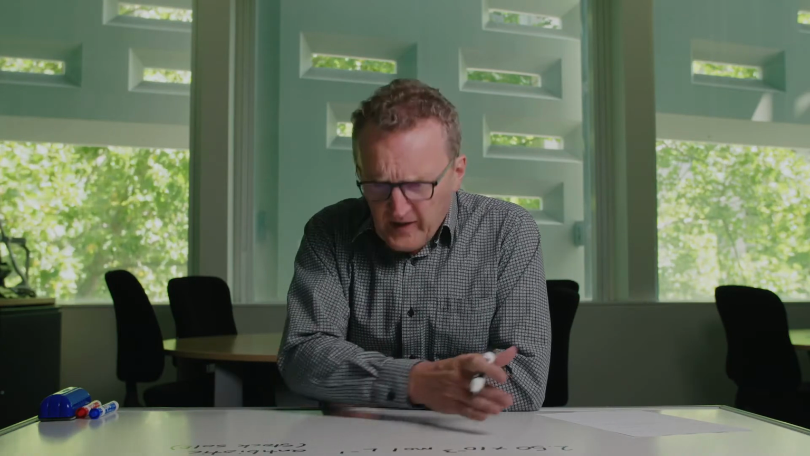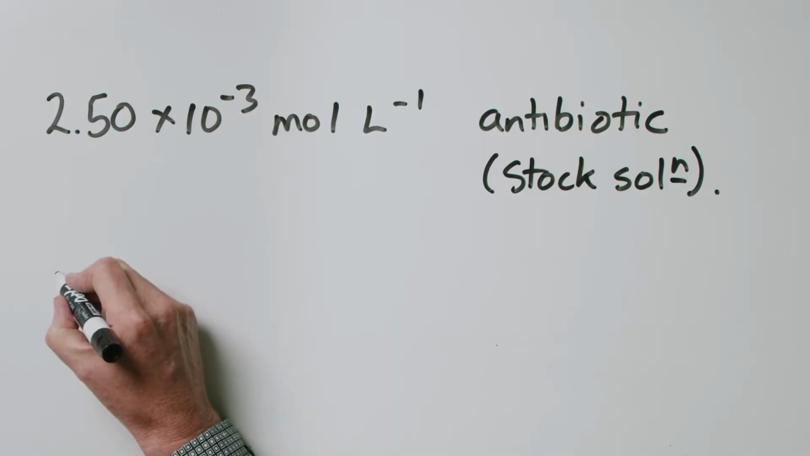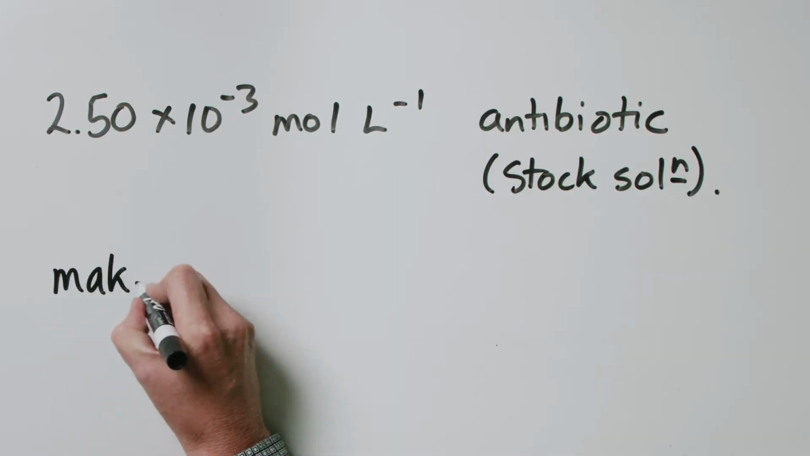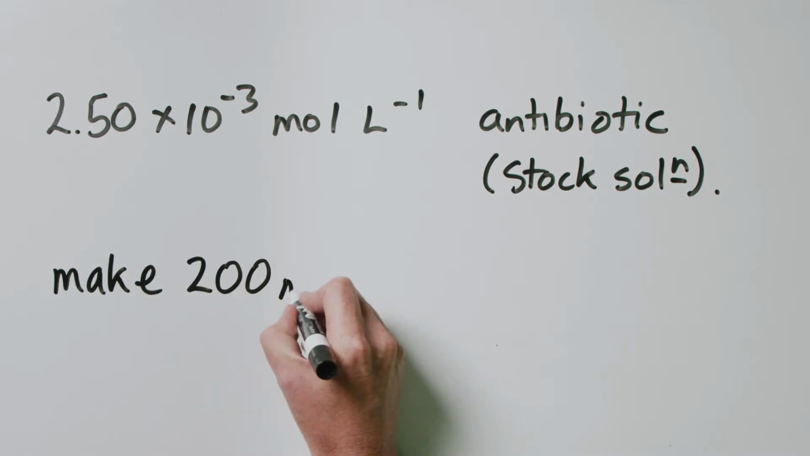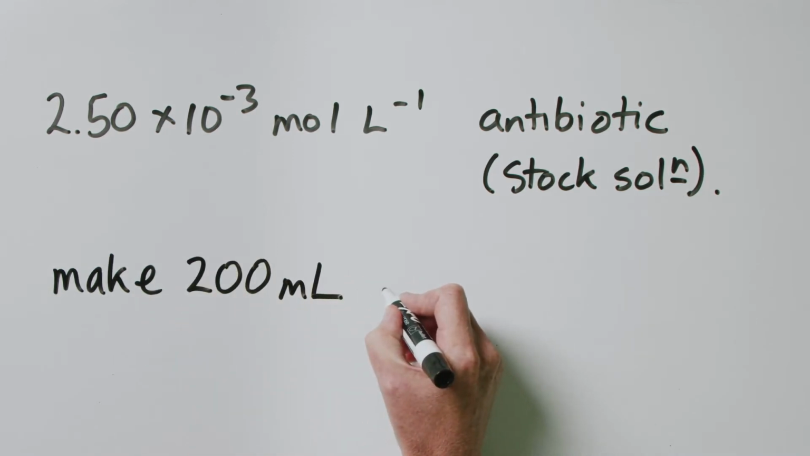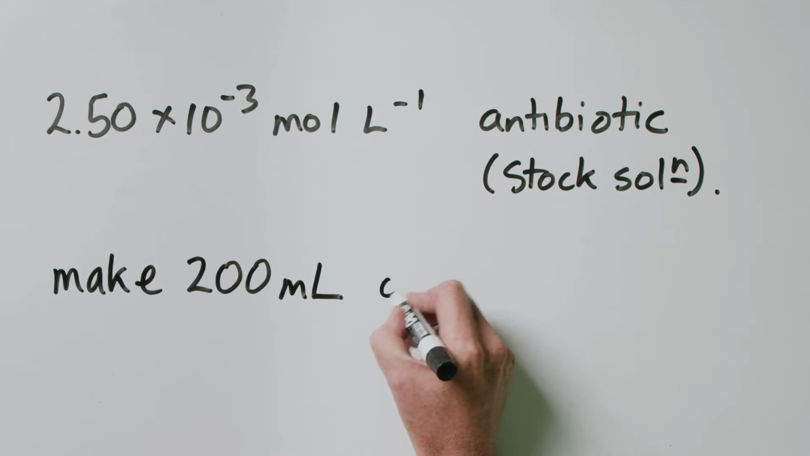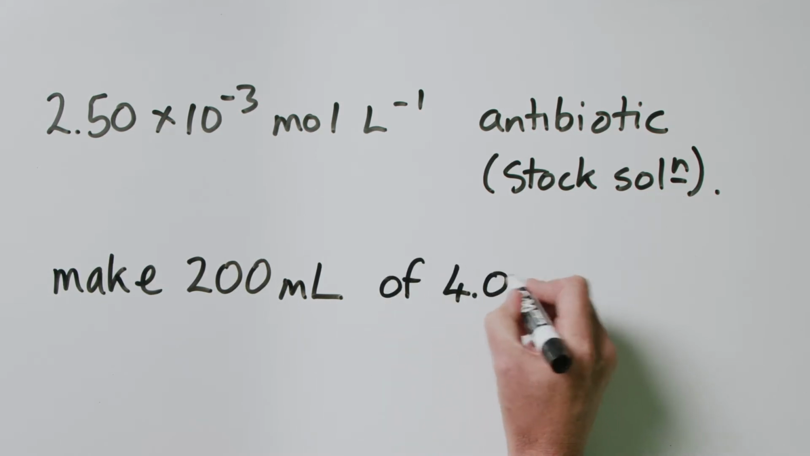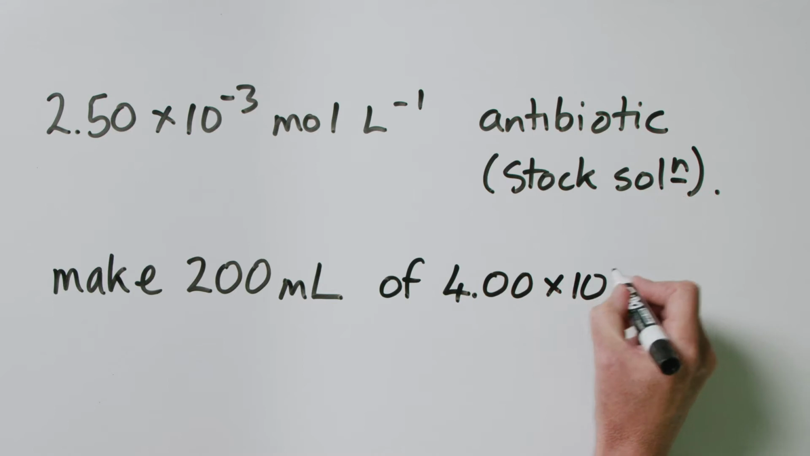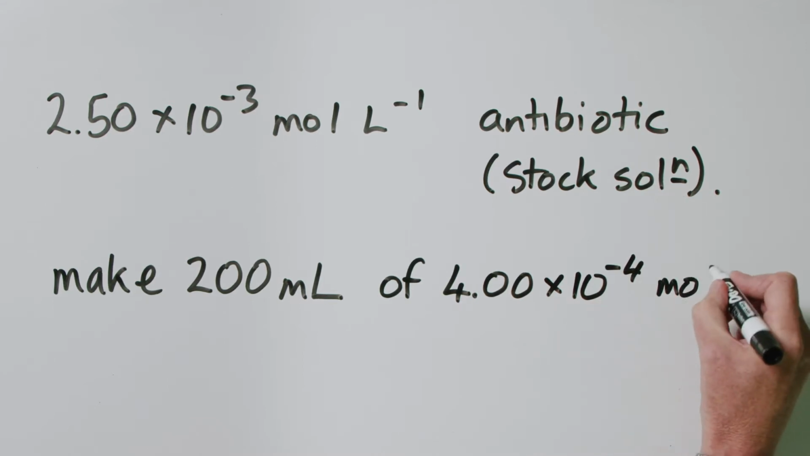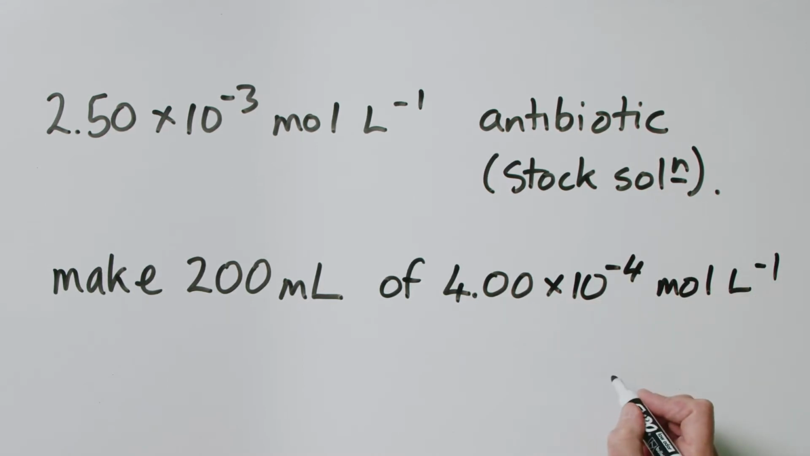So let's say we have this stock solution of our antibiotic, and we want to make 200 milliliters of a solution of the antibiotic that is 4.00 times 10 to the power of minus 4 mole per litre. So how do we do this?